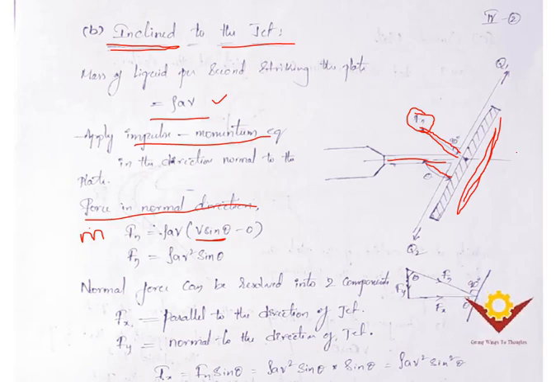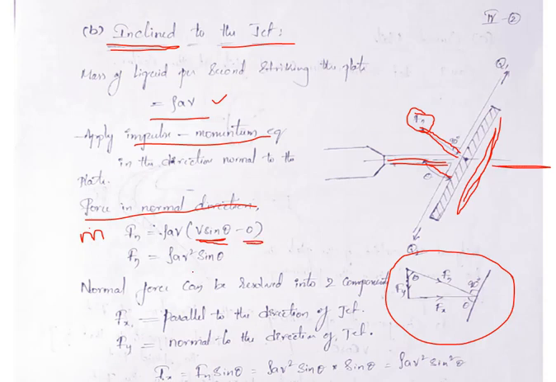What is the velocity? See, the velocity component in the x direction is v sin theta. For that you can see the figure here. Clear? This is v sin theta. And next, this is the velocity after striking the plate. In this direction there is no velocity, so it is 0. And finally what you're going to get is Fn equals rho a v square sin theta.